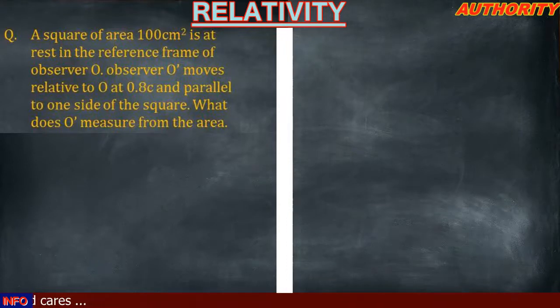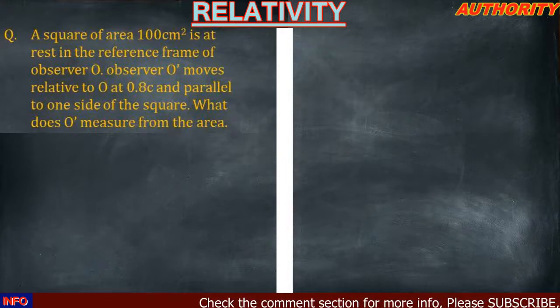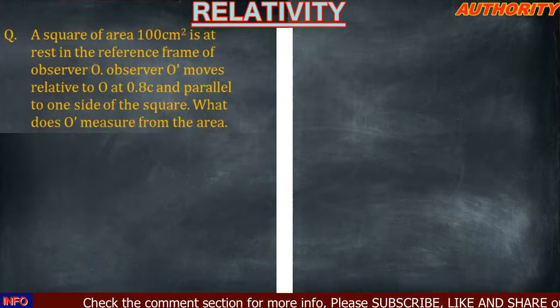And then you are talking about that this observer in motion is parallel to one side of the square. You get it right? So the effect of the measure is going to affect one side of the square. You get it right? Good.